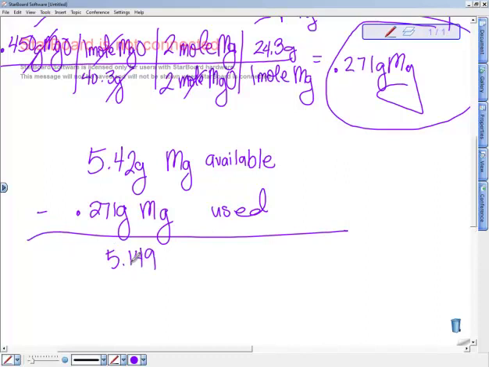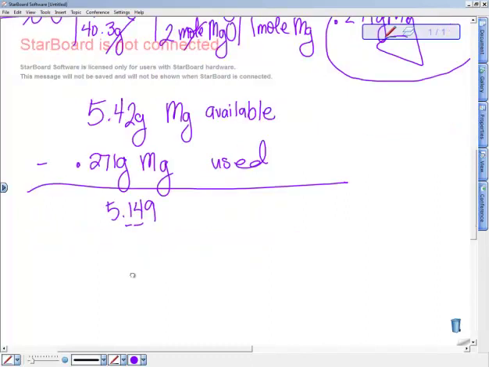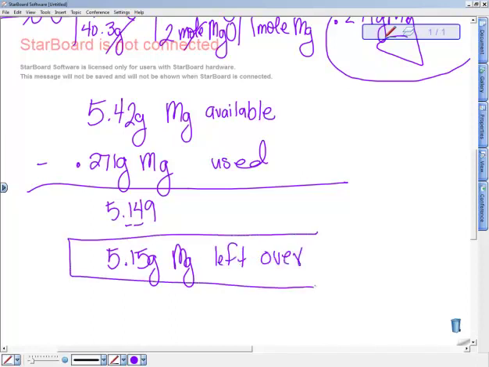But what did I just say I'm going to do? When you subtract, it's not about sig figs, it's about decimal places, right? The least number of decimal places is 2, so how should I round my final answer? 5.15 grams of magnesium will be left over. Final answer.